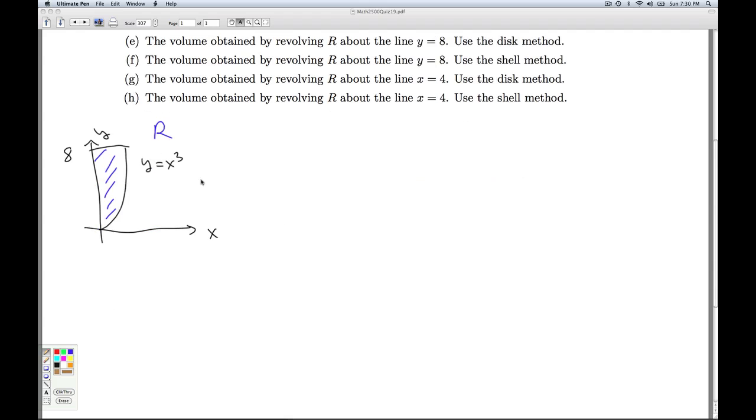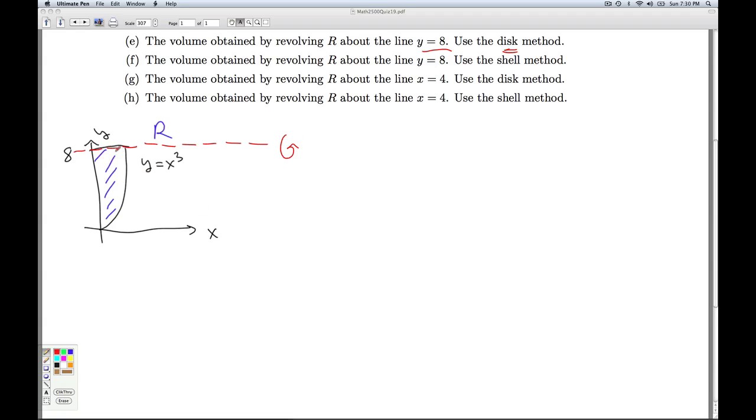Okay, for part E, we're asked to find the volume by revolving R about the line y equals 8. We're asked first to use the disk method. Okay, so y equals 8 is this horizontal line right here. Revolving it around that way.